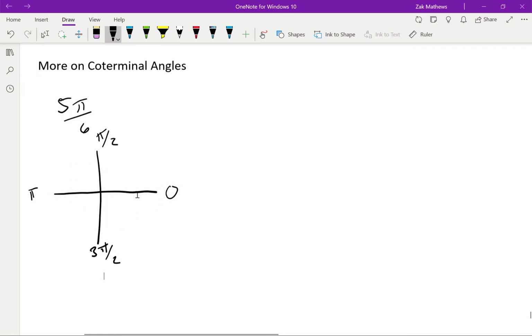And then, of course, the starting position, the standard position, is on the positive x-axis over here, the line theta equals 0, which is also the same as theta equals 2 pi. So we can place that angle very easily. 5 pi over 6 is between pi over 2 and pi. It is closer to pi. In fact, it's 2/3 of the way between the two. And so that would be the position of the terminal side.